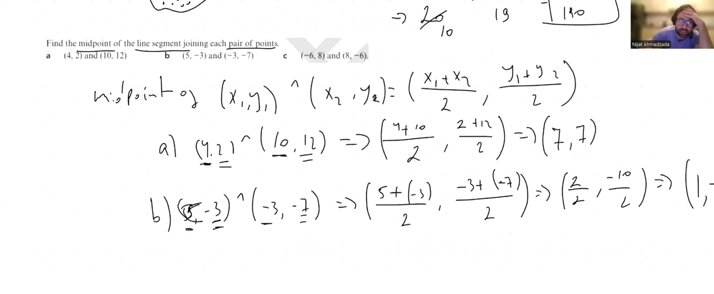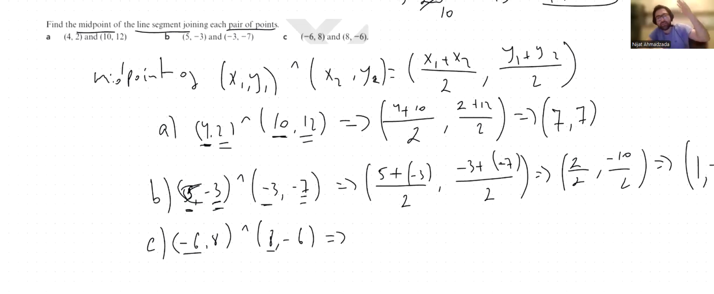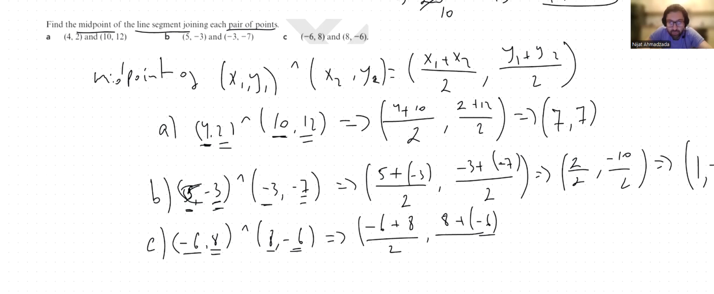Now we are doing part C. Part C says negative 6 and 8, and 8 and negative 6. So again, this is x1, this is x2. Always the left ones are x, right ones are y. Okay, this is y1, this is y2. So what is x1 plus x2? x1 plus x2 over 2. Again, y1 plus y2, negative 6 over 2.